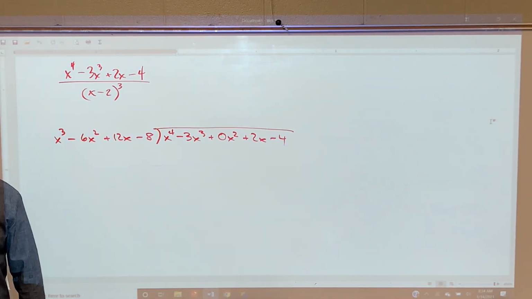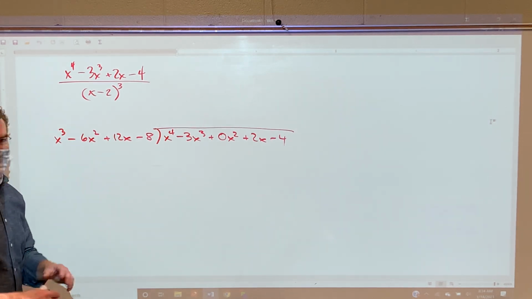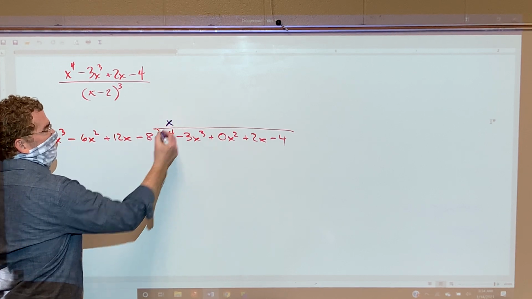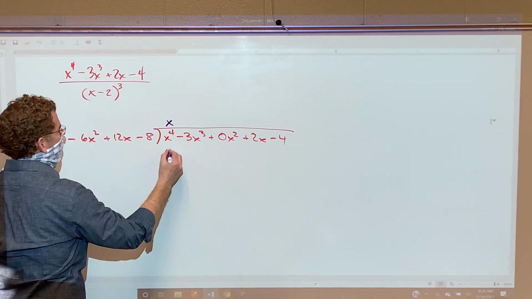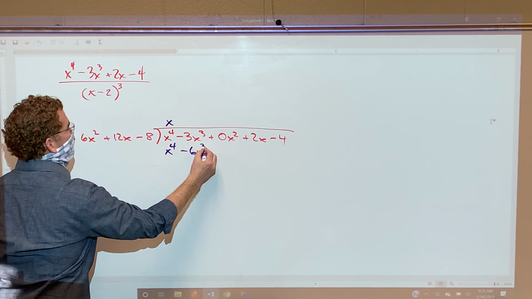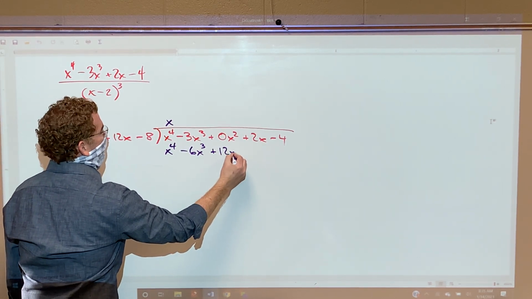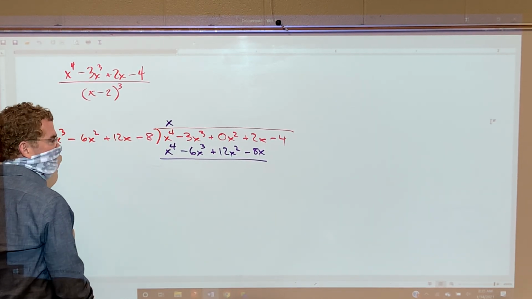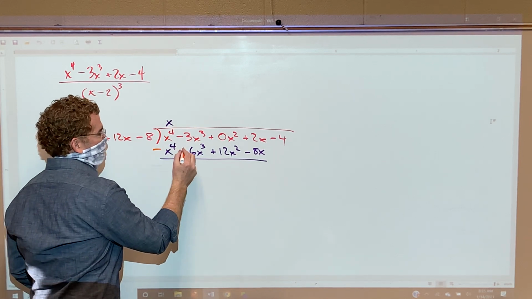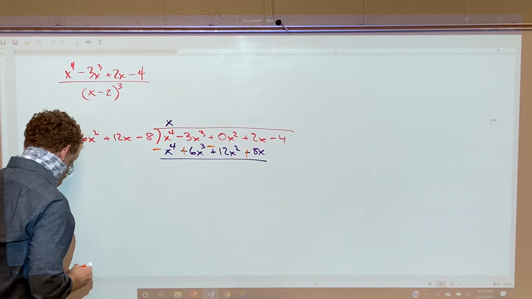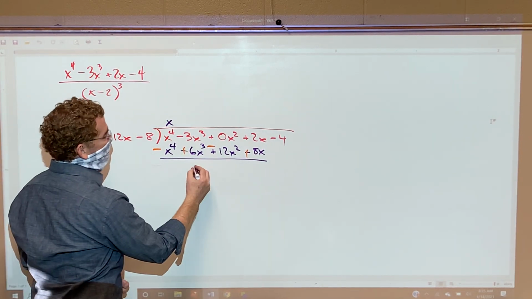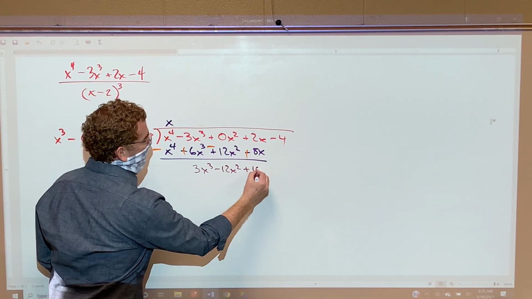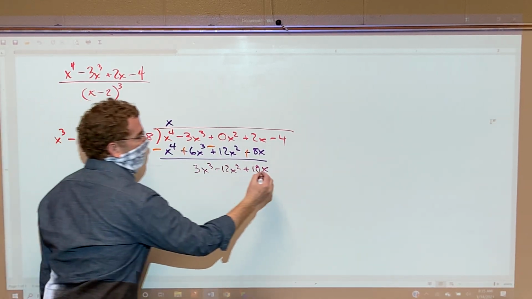Are y'all with me on this? So here we go. You'll see that it's not that bad. It looks bad, it's not that bad. So what times that gives me this? A single x. X times everything. Be careful about this. We don't want to mess this part up. And then the whole rest of the problem is just junk. What do we do once we write that? Change your signs. And that gives me 3x cubed minus 12x squared plus 10x. Drop down to negative 4.